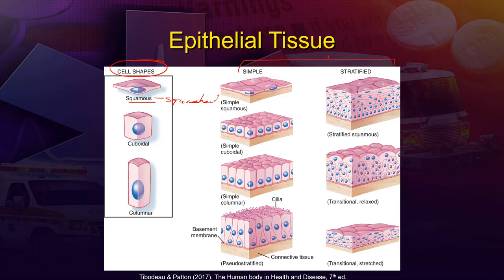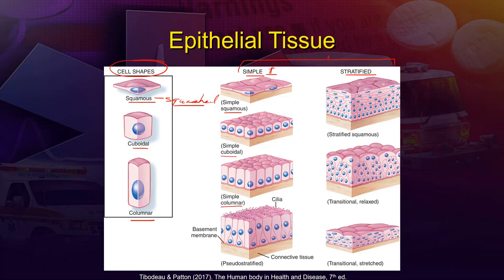So the cell shape starts with squamous, and think squashed, right? Squashed flat cells. Cuboidal, pretty straightforward, and columnar. Now we modify that term by adding simple or stratified, depending on how many layers we have. If we have one layer, then it's the simplest form. It's very simple. It's just one layer. So we could say this is simple flat tissue, simple squamous, simple cuboidal, and simple columnar.